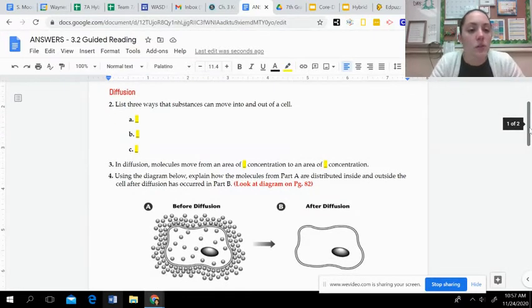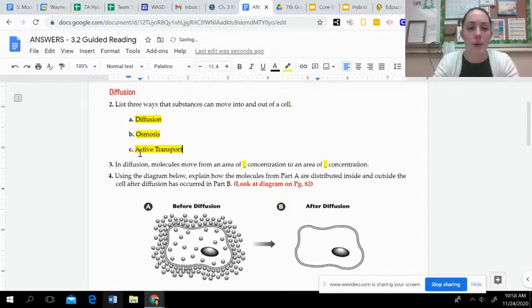Then question 2, list 3 ways that substances can move into and out of a cell. The 3 ways that our textbook talks about is diffusion, osmosis, and active transport.